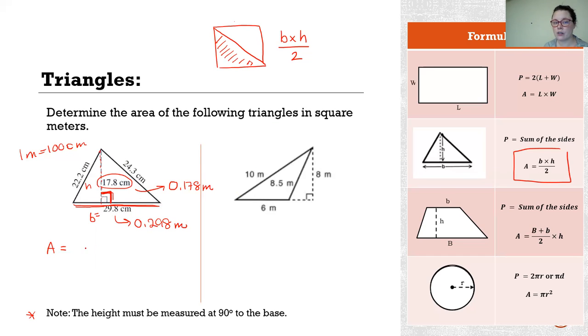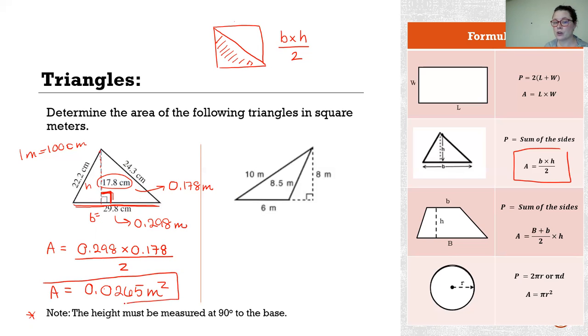So now if you want to find your area, we're going to do base times height: 0.298 times 0.178, divide all of that by 2. Put that in your calculator, and we get an area of 0.00265 meters squared. So the trickiest part of this one was converting first.